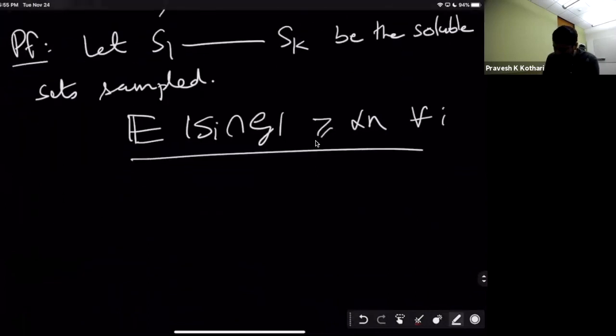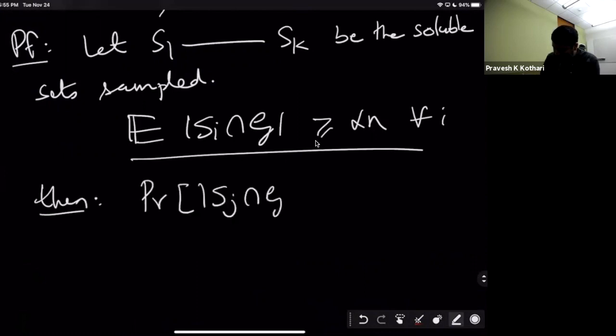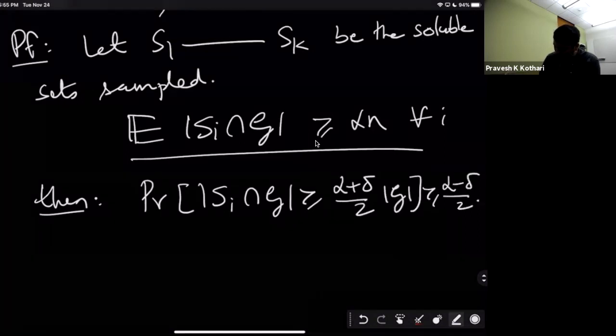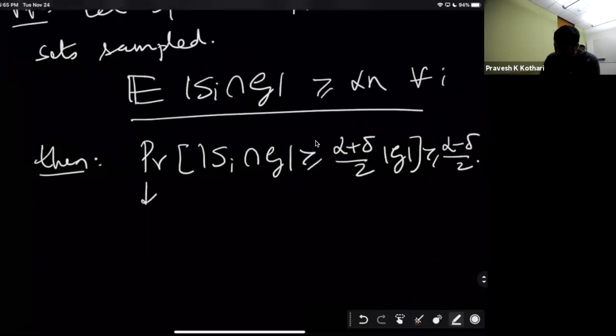I'm again not going to go into detail, but just claim that the probability that |Sj ∩ G|... So this is still a fact about the distribution. I'm doing some simple averaging, it is at least alpha minus delta by 2. Trust me on this calculation. Now it means that if I fix an Si, then the chance that it has at least alpha plus delta by 2 intersection with G is at least alpha minus delta by 2. Remember, delta is something strictly smaller than alpha. So this is strictly bigger than delta, because alpha is bigger than delta, so alpha plus delta by 2 is bigger than delta.